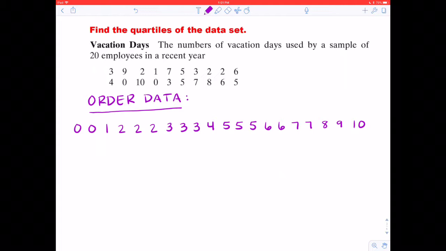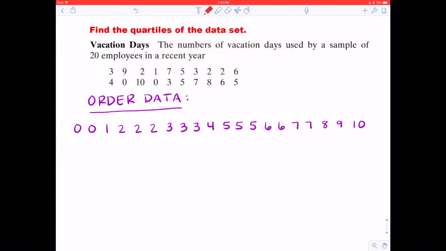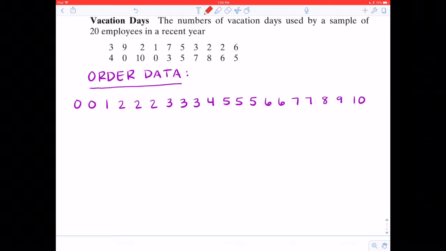So we're going to go ahead and take this data set, which includes 20 values. These are number of vacation days. And what we're asked to do here is to find the quartiles of the data set. Now, there are always 3 quartiles because that's what it takes to divide a data set up into 4 parts. So that means we are looking for Q1, Q2, and Q3.